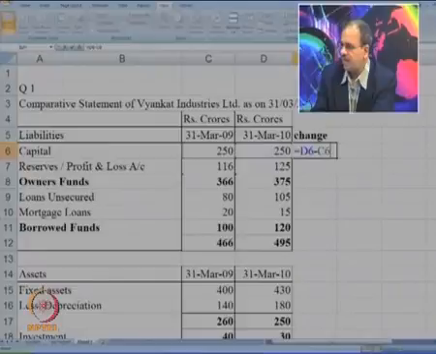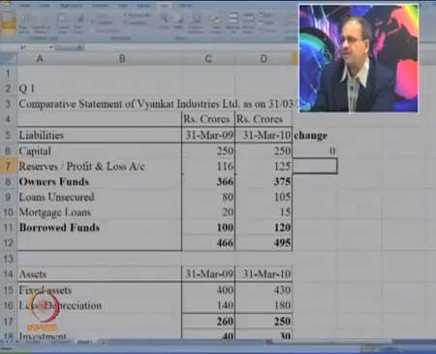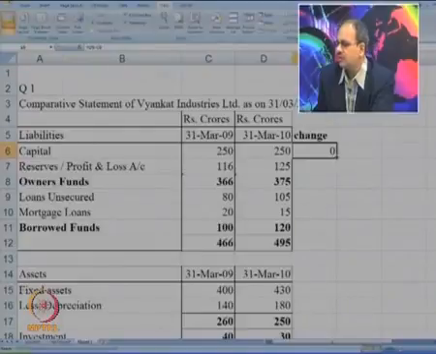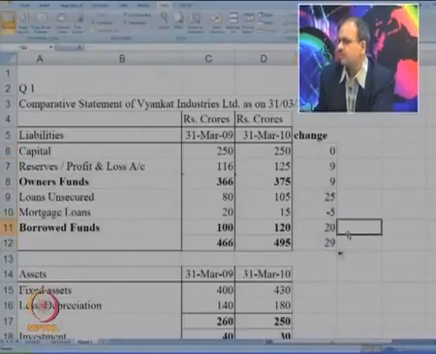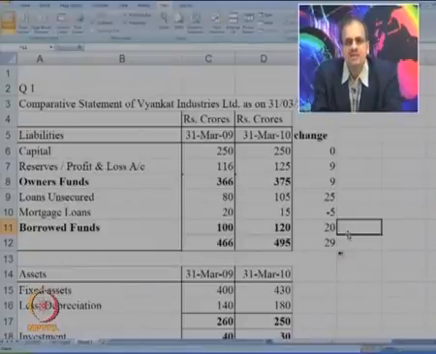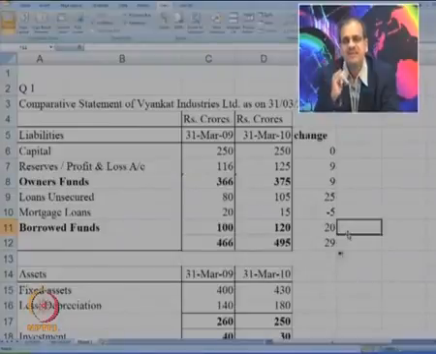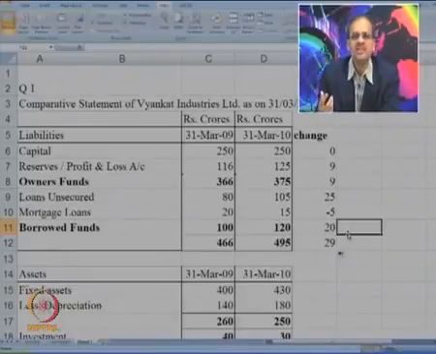So 250 minus 250 in case of capital, there is no change. I will try to drag it down. So you can see that reserves and surplus has increased by 9, overall owner fund has increased by 9, unsecured loans have increased by 25, mortgage loan has decreased by 5. So on the whole, borrowed funds have increased by 20, total increase in the liabilities is 29.